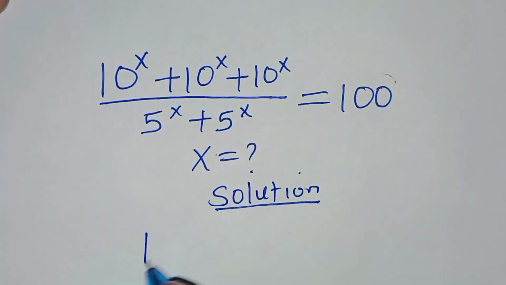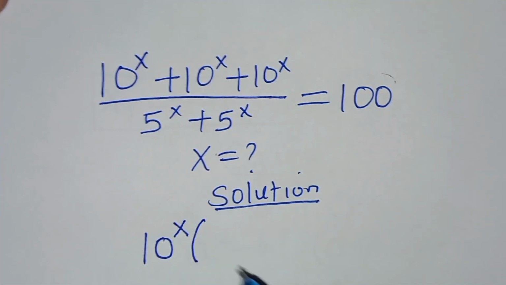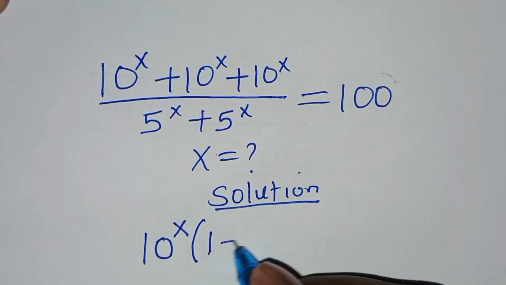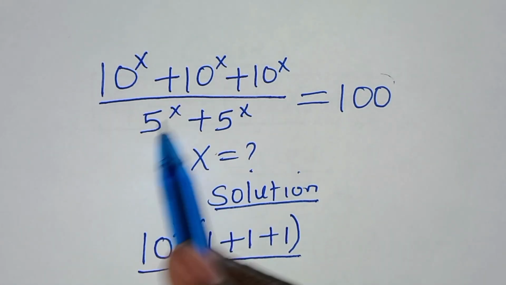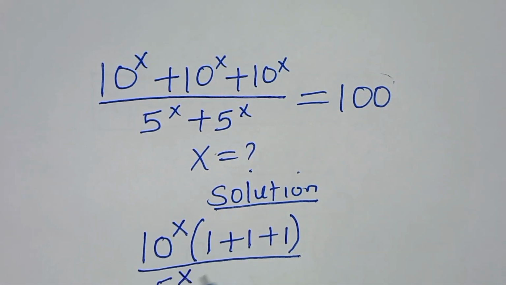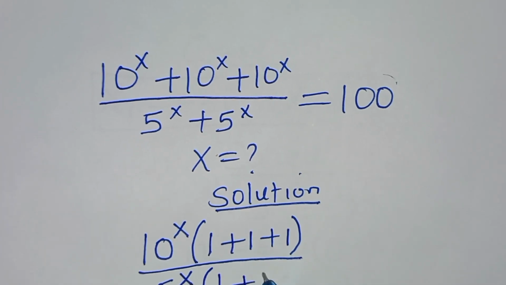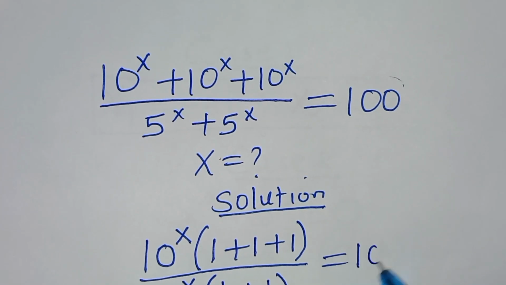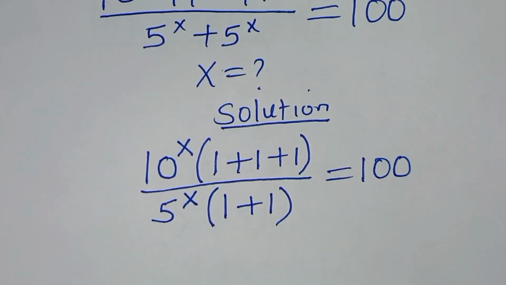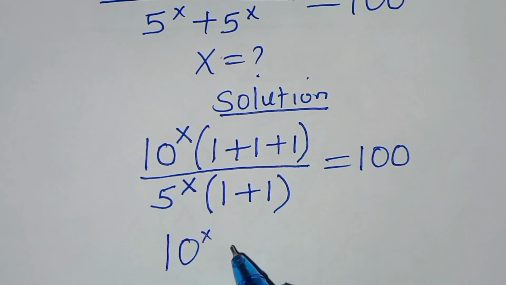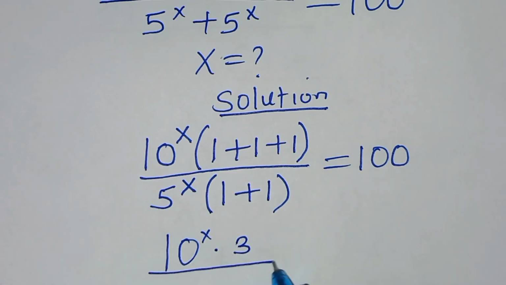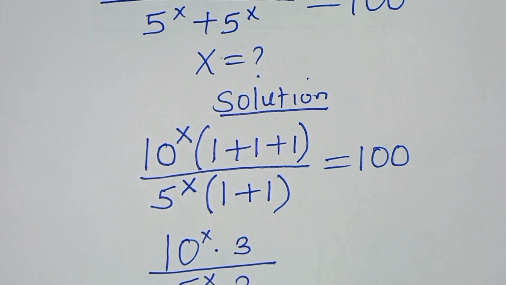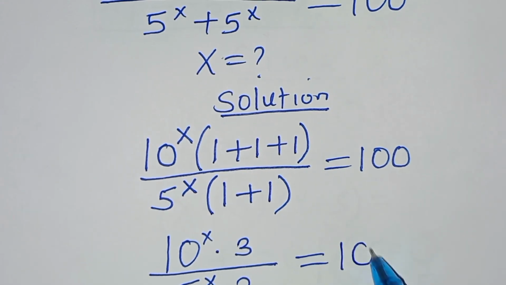10 to the power x in the numerator is common, so we factor out 10 to the power x, so that here we'll have 1 plus 1 plus 1, close the bracket, divided by 5 to the power x is common here, so we factor out 5 to the power x, so that we'll have 1 plus 1. This is equal to 100. So now we have 10 to the power x multiplied by 1 plus 1 plus 1, this is 3, divided by 5 to the power x multiplied by 1 plus 1, this is 2. This is equal to 100.